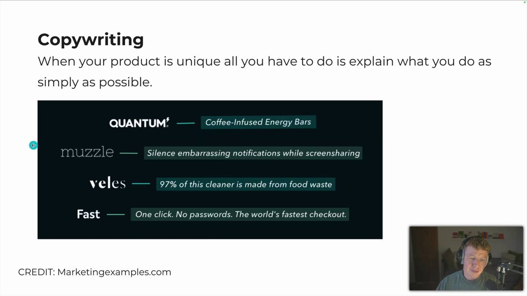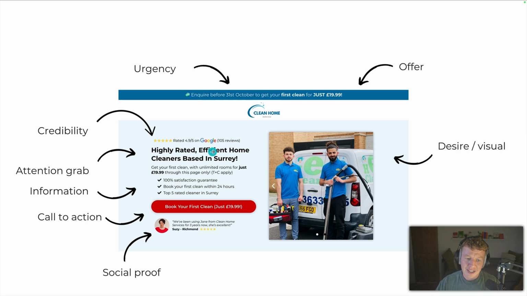If we go back to my example in here, I've got highly rated efficient home cleaners based in Surrey, and then my sub-headline is my offer. Get your first clean with unlimited rooms for just £19.99 through this page only. Now, I could swap that around and have the headline as your first clean for just £19.99, and then the sub-headline could be highly rated efficient home cleaners based in Surrey. I've tested both.